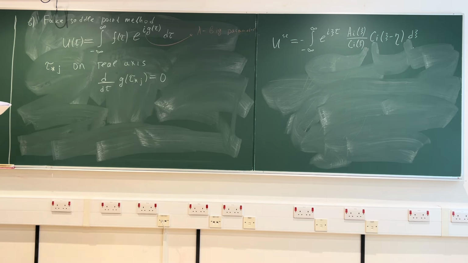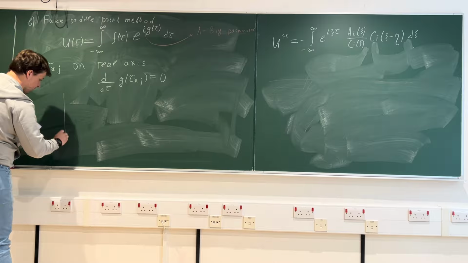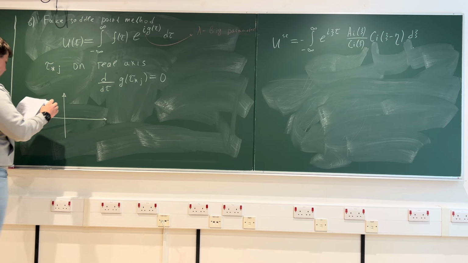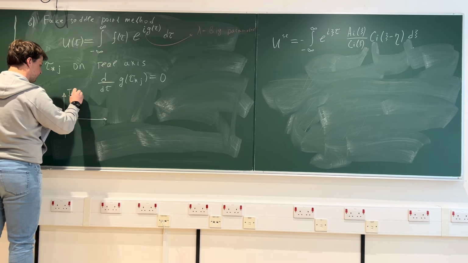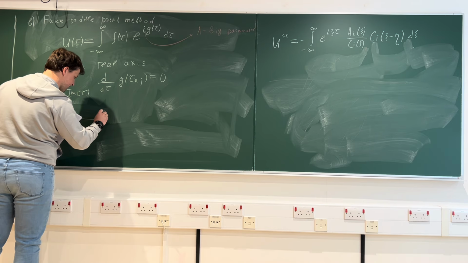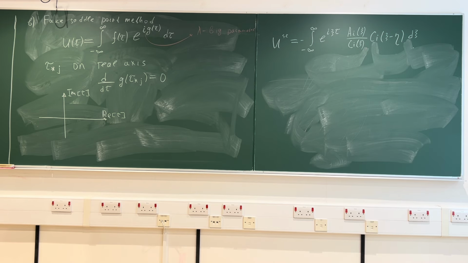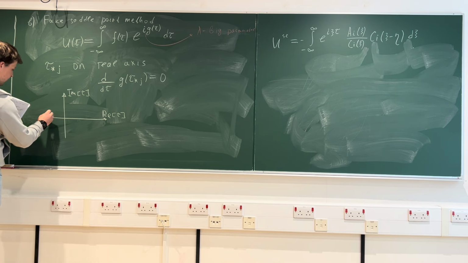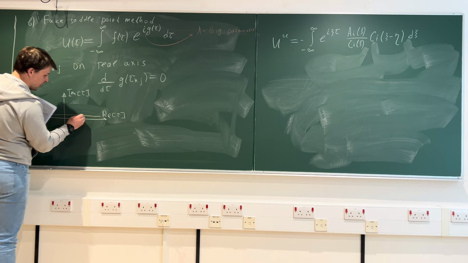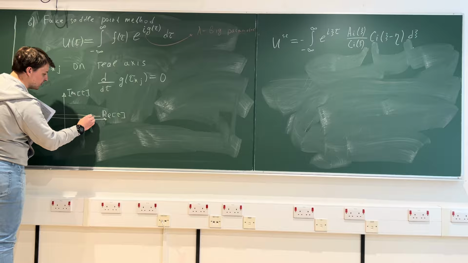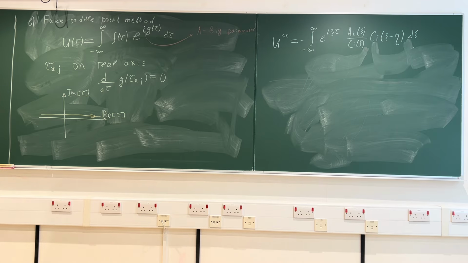And a slight justification to this idea follows from the following picture. I don't know whether it will help you or not. We have our contour. I will draw it slightly above, but I think it's on the real axis. And we have our saddle point.